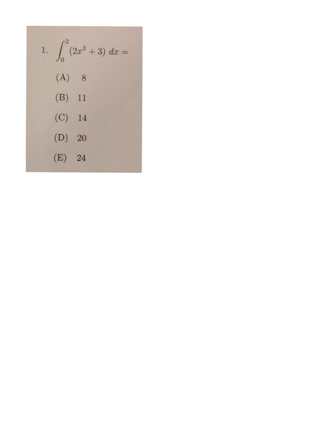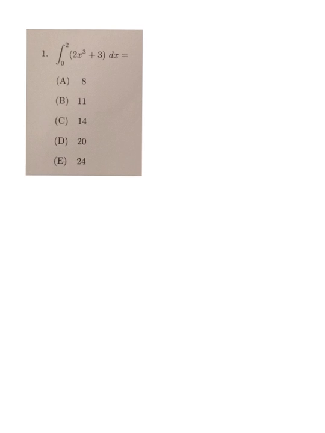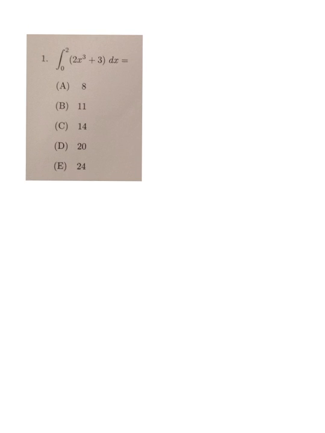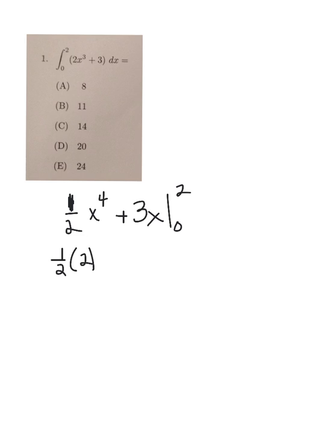All right, so I'm just going to integrate this. So I have 1/2 x to the 4th, right? Because that's going to be x to the 4th, and then I'm going to divide by 4, and 2/4 reduces to 1/2. Plus 3x, and then I'm going to evaluate this from 0 to 2. So let's plug in the 2 first. So I have 1/2 times 2 to the 4th plus 3 times 2.